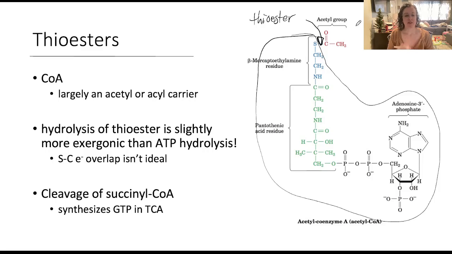The hydrolysis of the thioester bond is slightly more exergonic even than hydrolyzing an ATP. And this is because the orbital overlap between the sulfur and carbon atom is not ideal. We will see how cleavage of this bond releases energy. For example, when we get to the citric acid cycle or TCA cycle, we'll see that hydrolysis of the thioester bond results in the synthesis of a high energy compound, GTP.